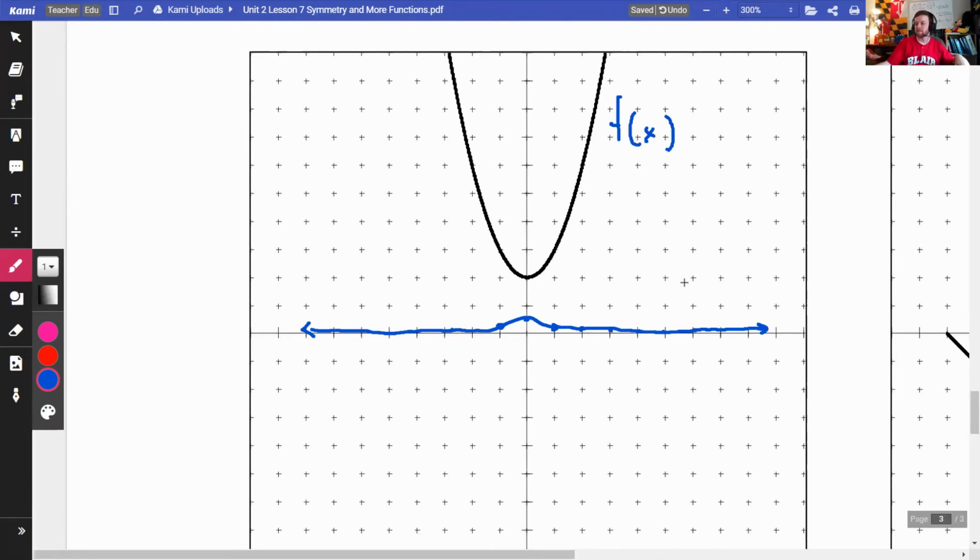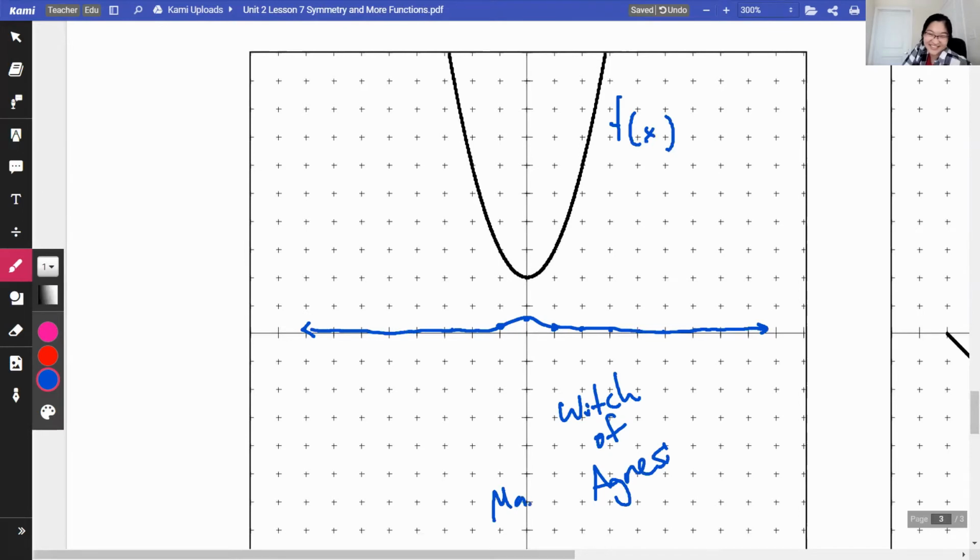This graph gets a name, Mrs. Contreras. Do you know what this graph's name is? Oh, I don't know if I can pronounce it right, but it's like the Witch of Agnesi. It's named after Maria Agnesi. Now I can't say it like a normal human. But I think some people have actually written about her in their journals. If you have not yet, there's an idea for you right there.